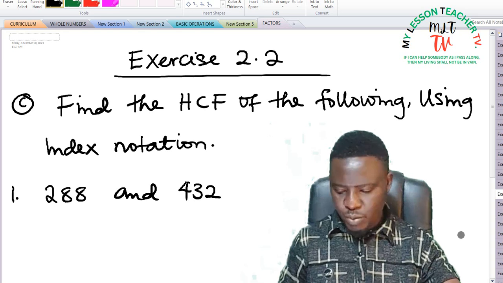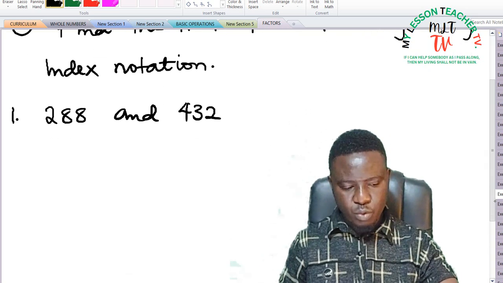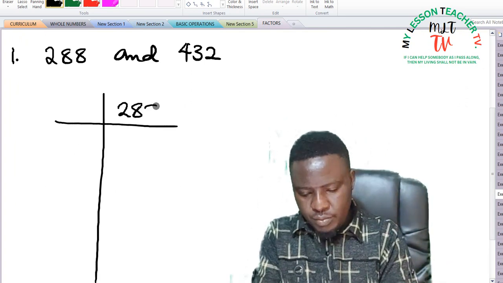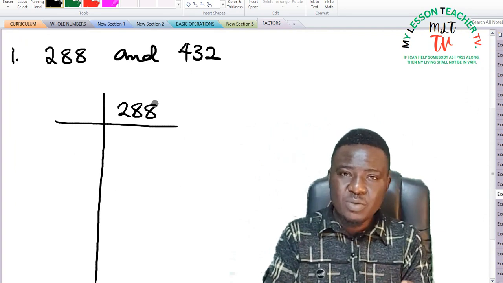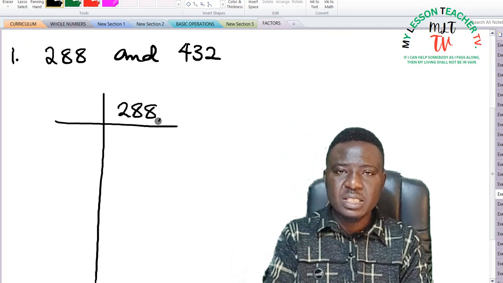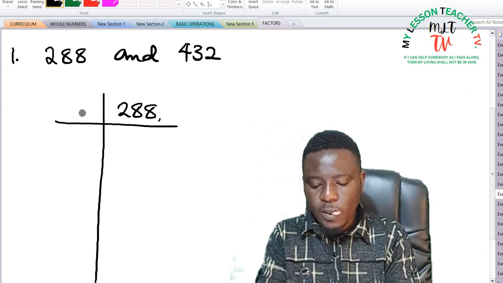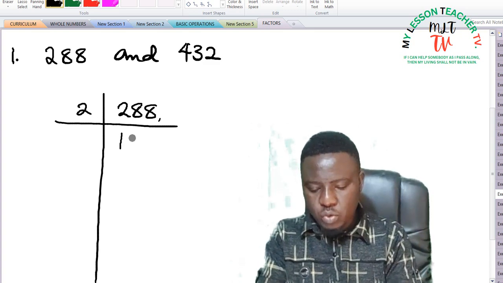So let me express 288 and 432 as a product of its prime factors. So 288, beginning with 2, 288 is said to be divisible by 2 because the last digit, which is 8, is a multiple of 2. So therefore it means that 2 can actually divide 288. 2 into 2 is 1, 2 into 8 is 4, into 8 is 4.